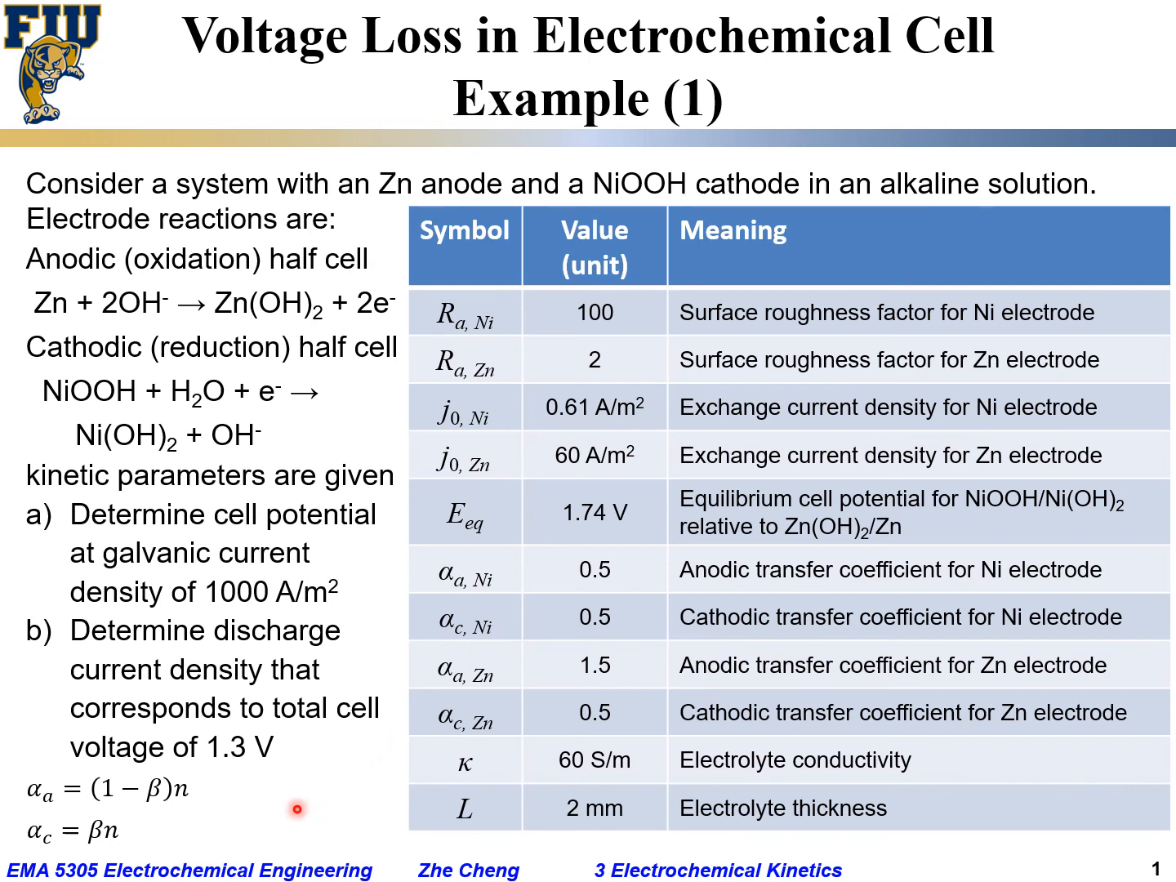Okay, so this is our problem. We know what the electrochemical cell is, what is the anodic or oxidation, what is the cathodic or reduction half cell reaction. We know some basic kinetic or electrochemical parameters, and we want to know, if we know the current density, what will be the cell voltage, and on the other hand, if we know the total cell voltage, what would be the effective current density. Okay, so that's our problem, and in the next few slides we'll examine how to solve these two problems.